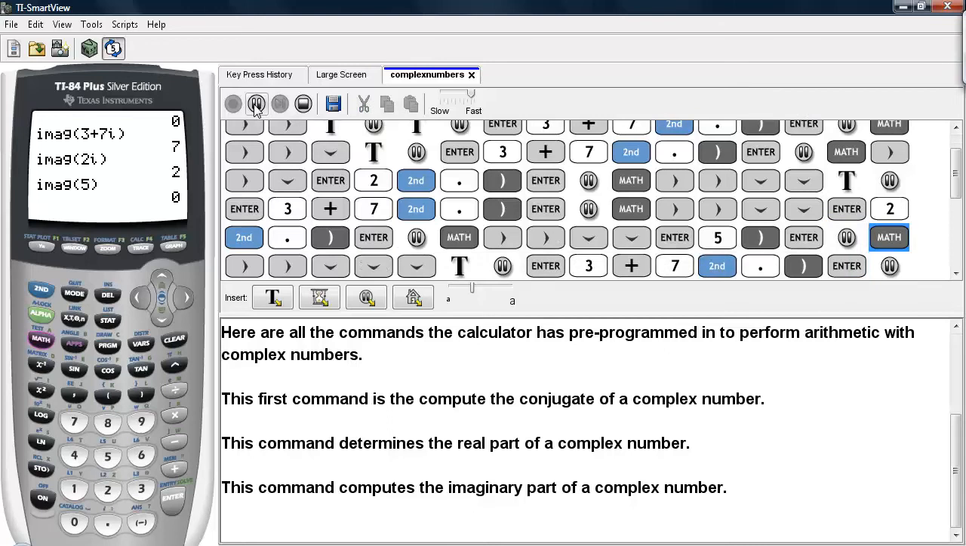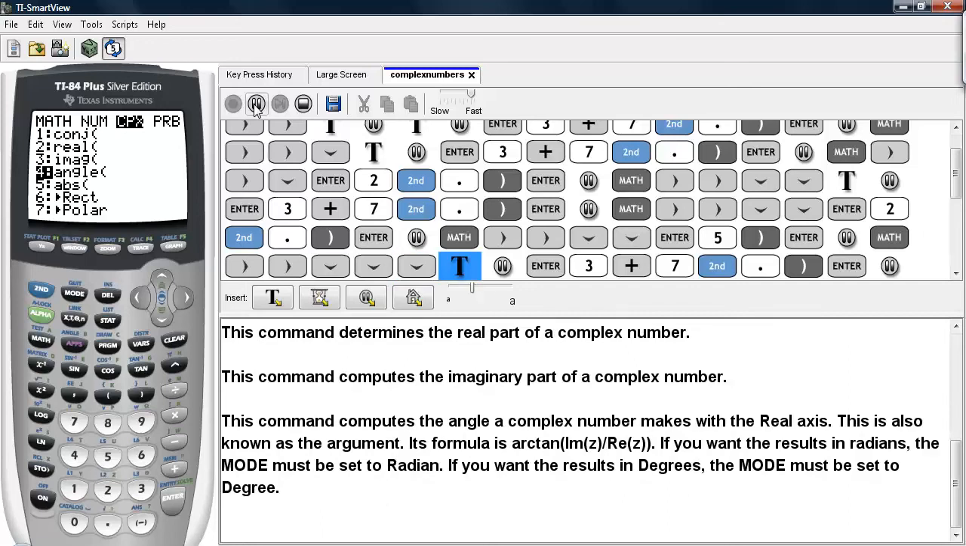Now let's look at some other commands. If we hit Math, scroll over to CPX, and scroll down to this command, it computes the angle of a complex number that it makes with the real axis. This is also known as the argument. Its formula is the arctangent of the imaginary part divided by the real part of the complex number. And if you want the results in radians, the mode must be set to radians. And if you want the results in degrees, you must set the mode to be in degrees.